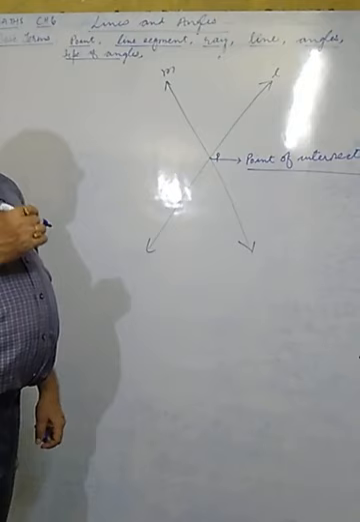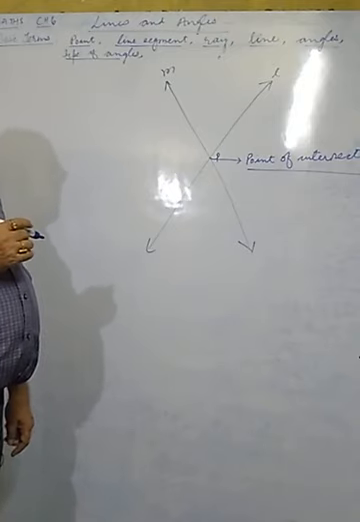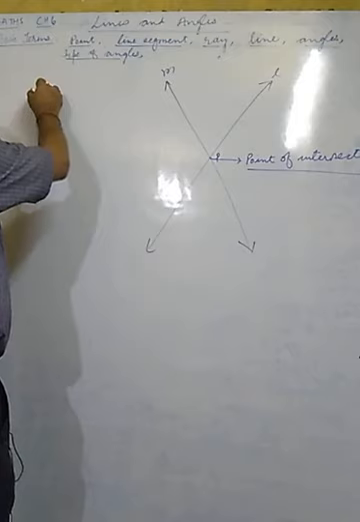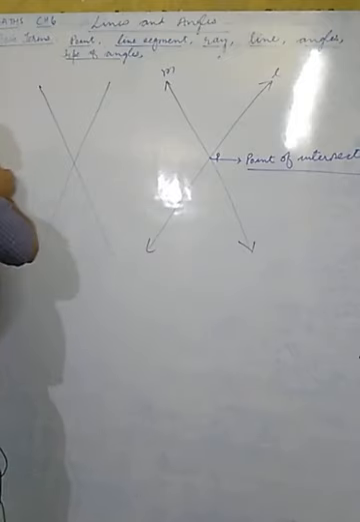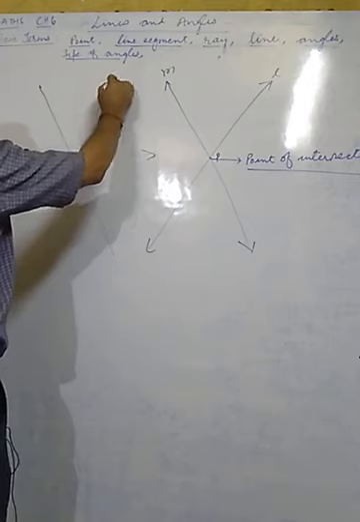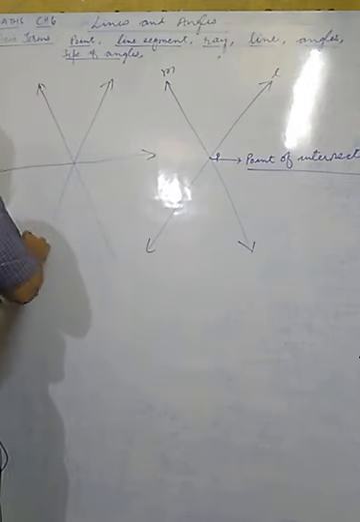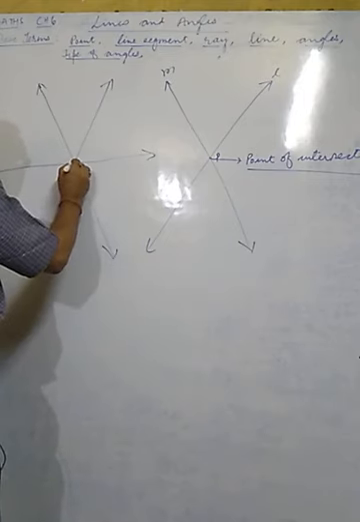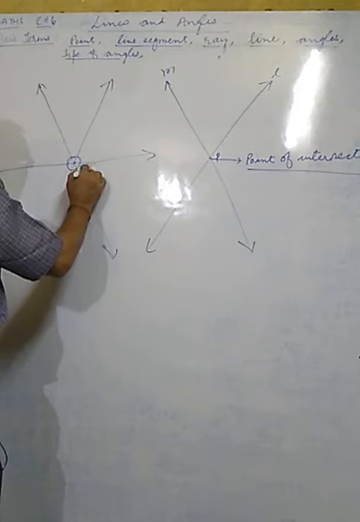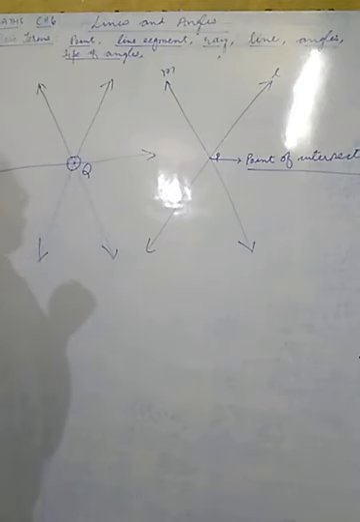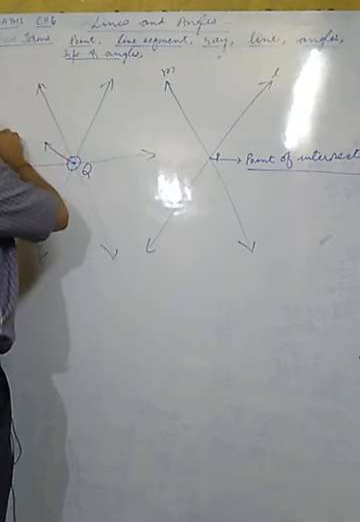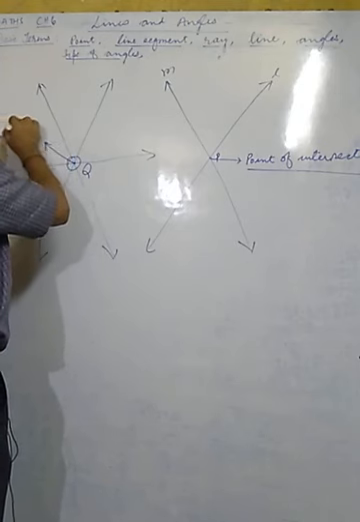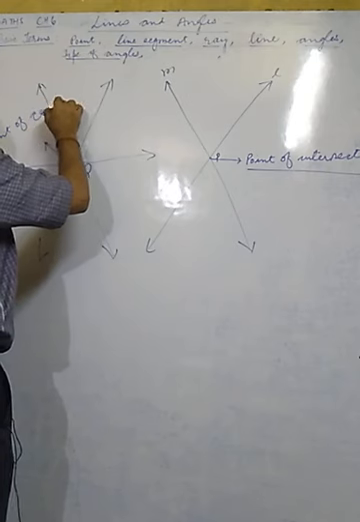Suppose more than two lines are meeting at the same point. More than two lines means 3 lines, 4 lines, 5 lines, like that. And all these are passing through the same point. Suppose this one is Q. What will be the name of this point? So this point will be called the point of concurrence.